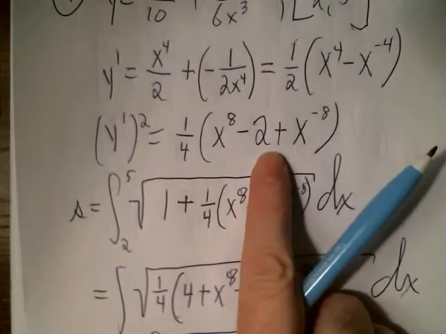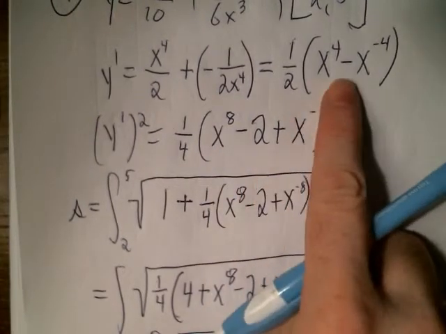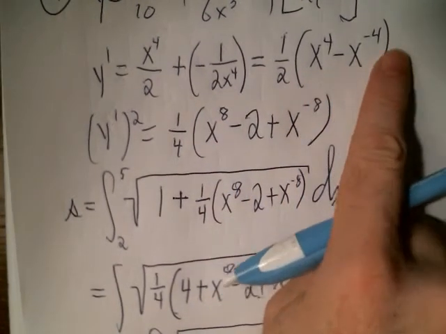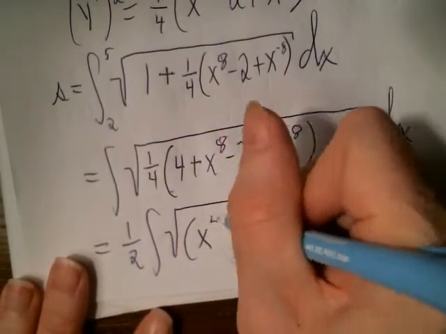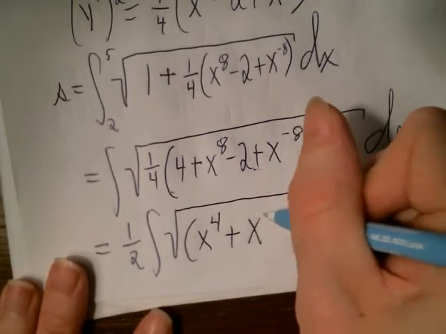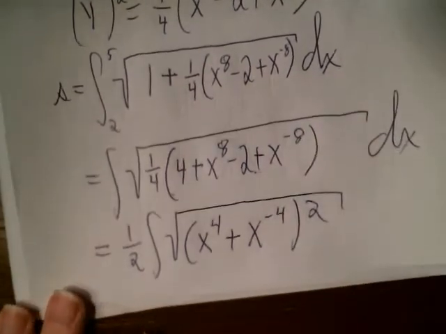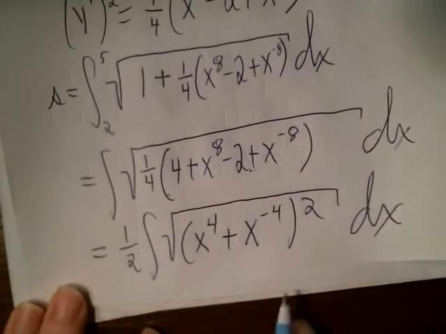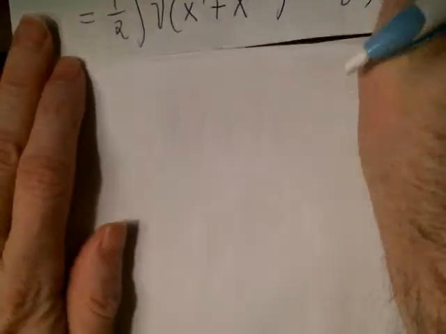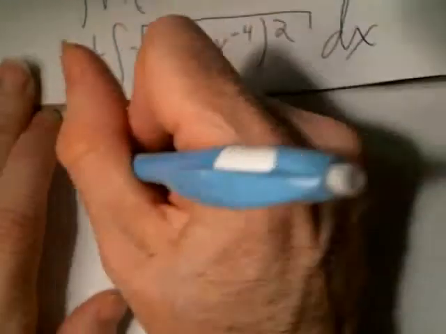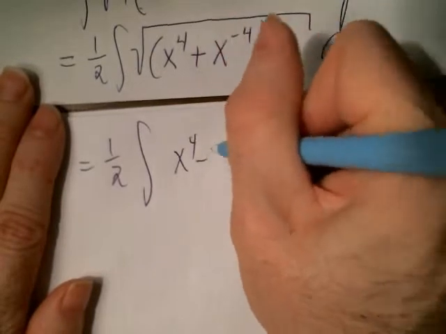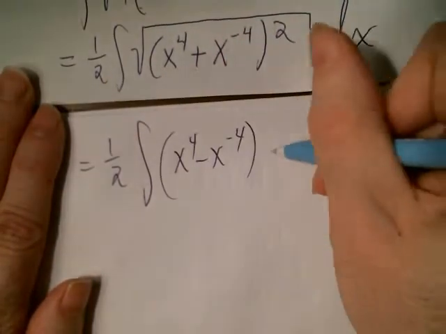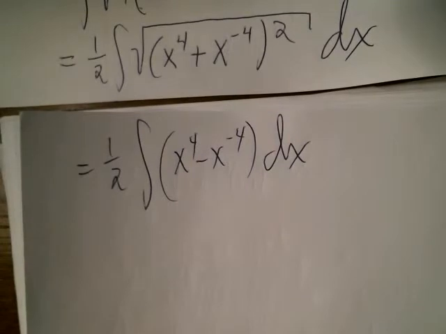But that's a lot like this thing right here. Right? And as a matter of fact, it's just this squared, but with a plus in between. So we'll end up with x to the fourth plus x to the negative fourth squared, which is very, very convenient because now I can take the square root of this thing and then integrate via the power rule. So I'll have this equaling 1/2 integral of x to the fourth plus x to the negative fourth dx, and I'm ready to rock and roll.